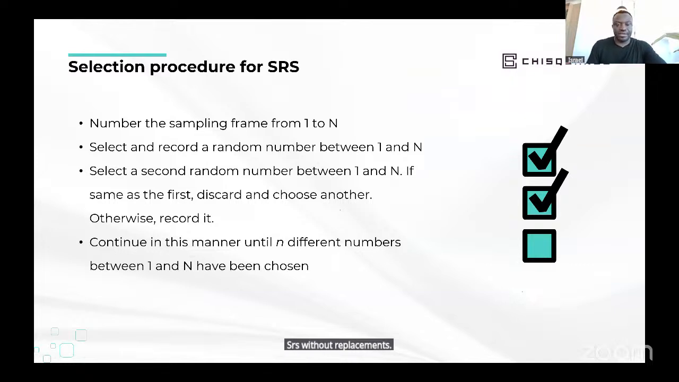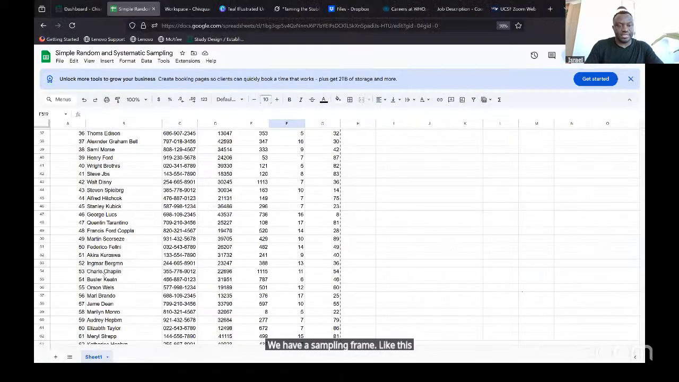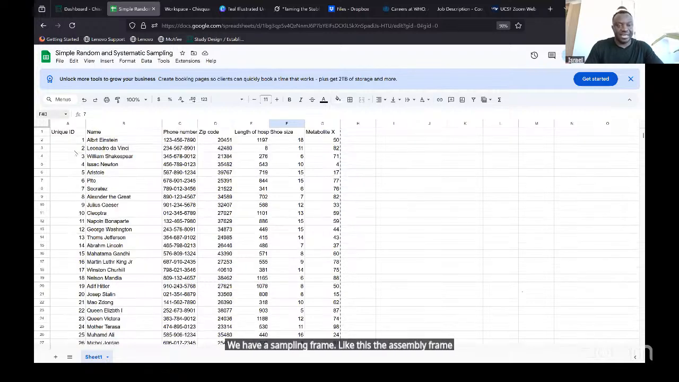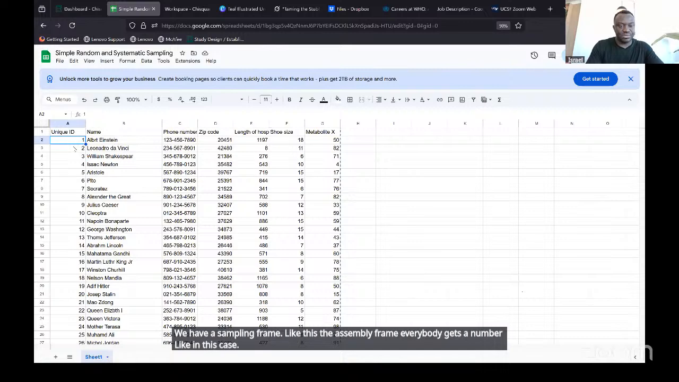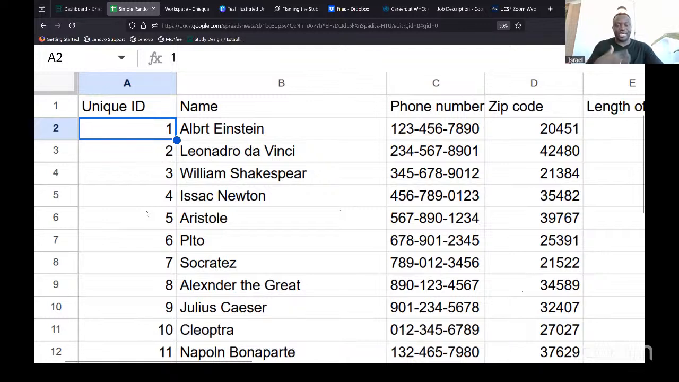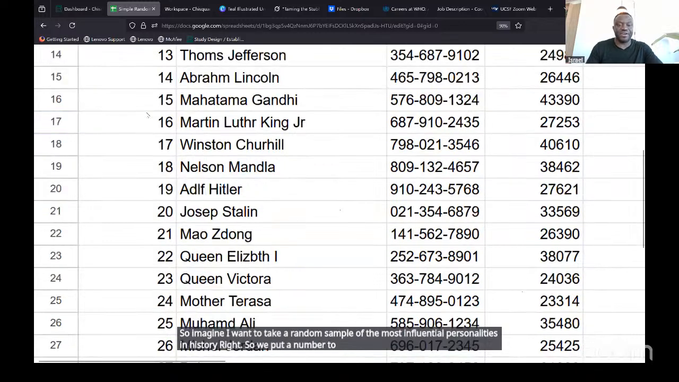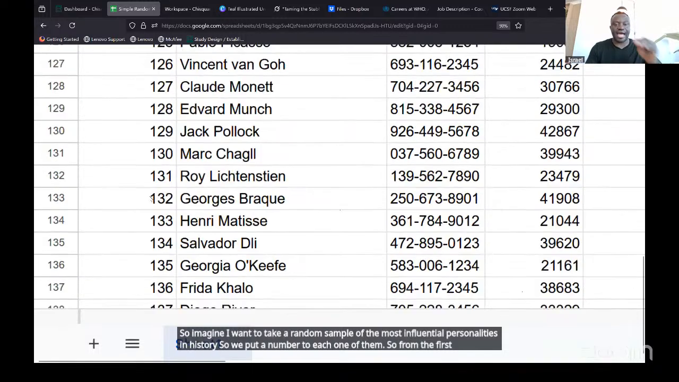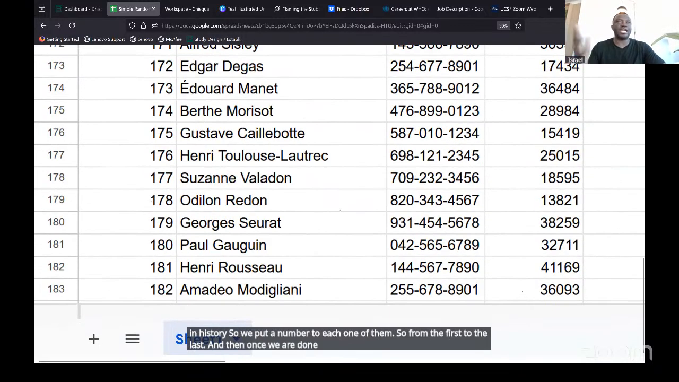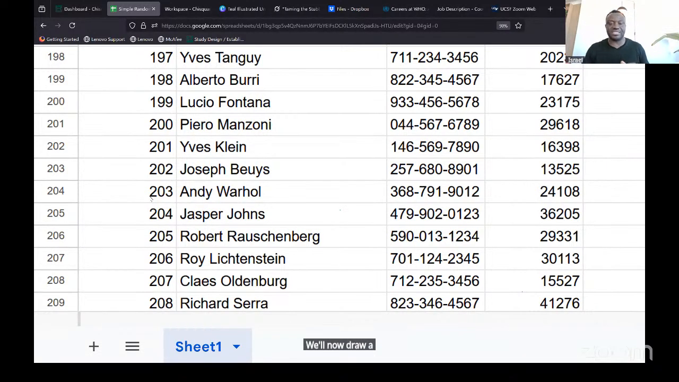So the procedure for simple random sampling is simple. We have a sampling frame like this. In the sampling frame, everybody gets a number, like number 1, number 2. Let me enlarge this. So imagine I want to take a random sample of the most influential personalities in history, right? So we put a number to each one of them, from the first to the last. And then once we are done, we ask, okay, how many people do we want to select? 50. We now draw a random sample, let's say 50, out of this number.